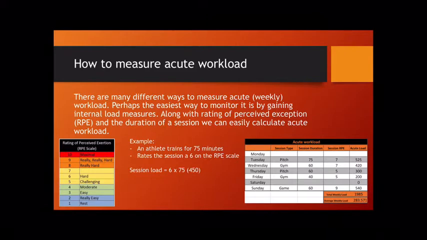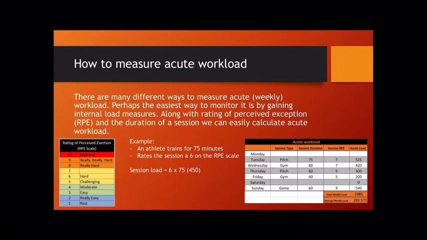If you see on your right hand side, down the bottom of the screen, you can see a wee table with our acute workload. I've just got your week planned out. Monday we have nothing, so we have recovery. Tuesday we have a pitch session. Wednesday we have a gym session. Thursday we have another pitch session. Friday is a gym session, and then Sunday we have a game.